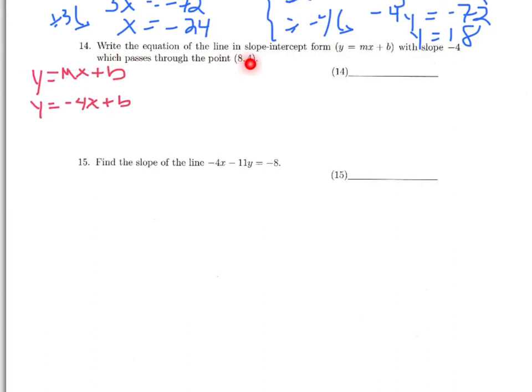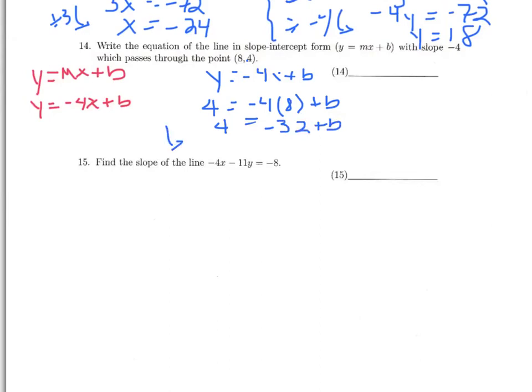which passes through this point. So we can take this point, 8 comma 4, the 8 is x and the 4 is y, substitute them in and find the b. Once we find the b, we can substitute it back in here again. So y equals negative 4x plus b. And then we're going to take this y, 4 equals negative 4 times the x they give us, 8 plus b. So 4 equals negative 32 plus b. Add 32 to both sides.